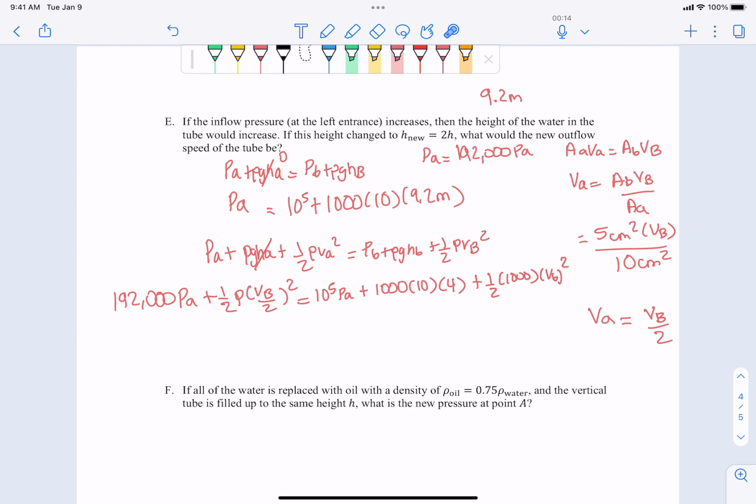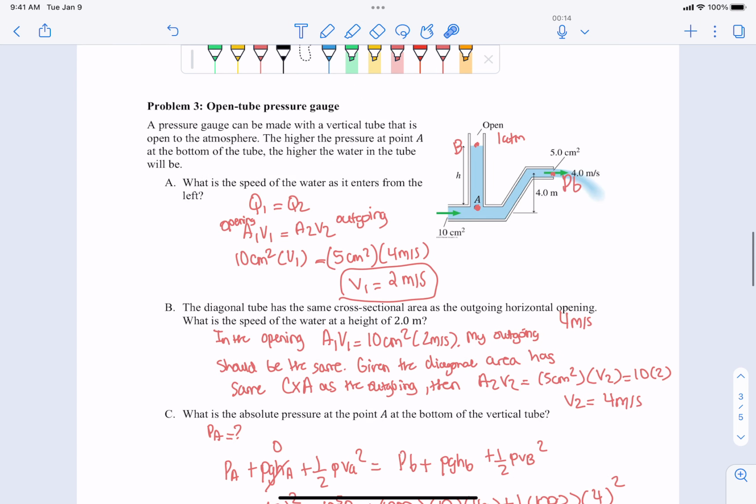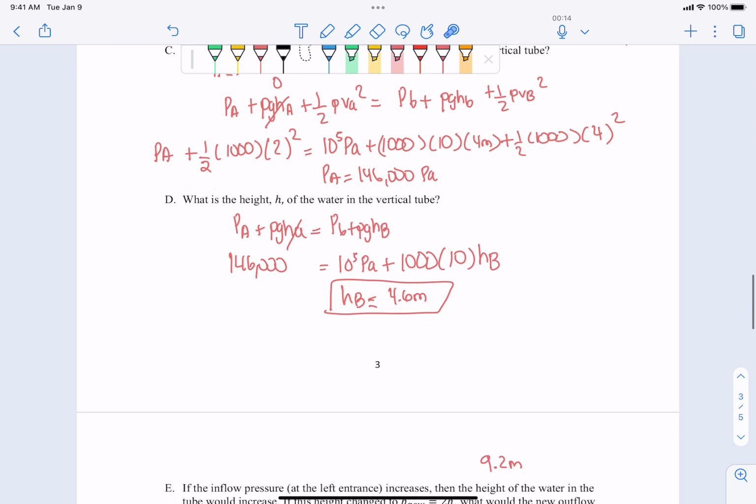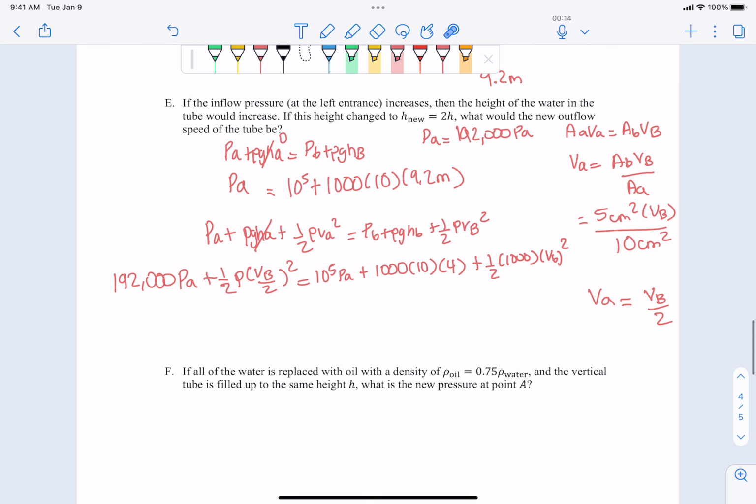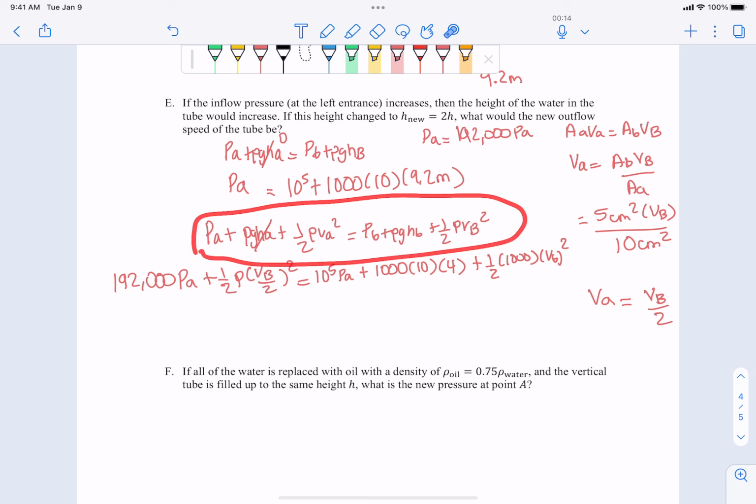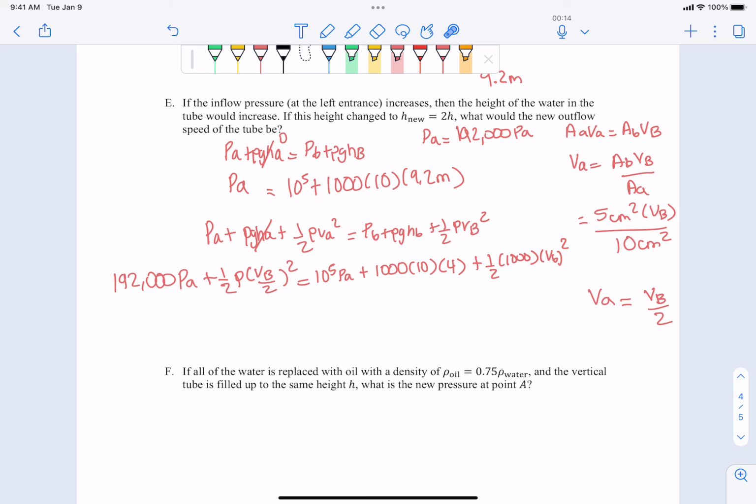So we want to figure out what this new velocity is, what this new VB is, at the outflow here. I can set up this big equation that includes the velocity, the pressures, and the densities. But I don't know what VA is, and I just want to solve for VB. So I want to rewrite this equation in terms of VB.